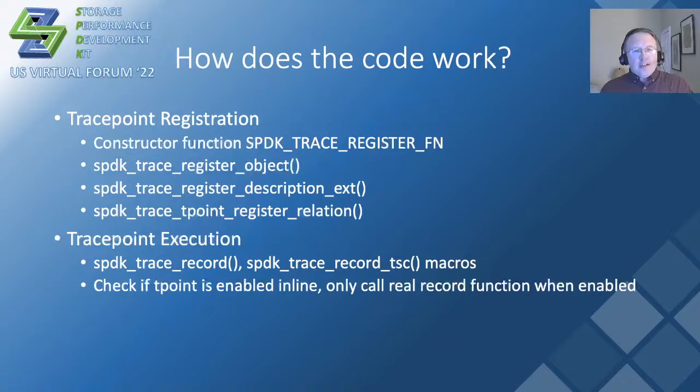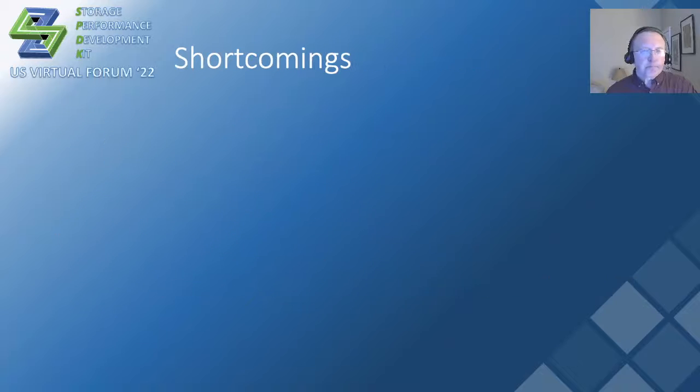But the code for actually checking if it's enabled is in line, so it's in a macro, and only if it's enabled do we actually call into the trace library to do the recording. This is what allows us to make sure we have that very, very low overhead for checking, because that code is all in line. It's basically just doing a bit mask on a global register.